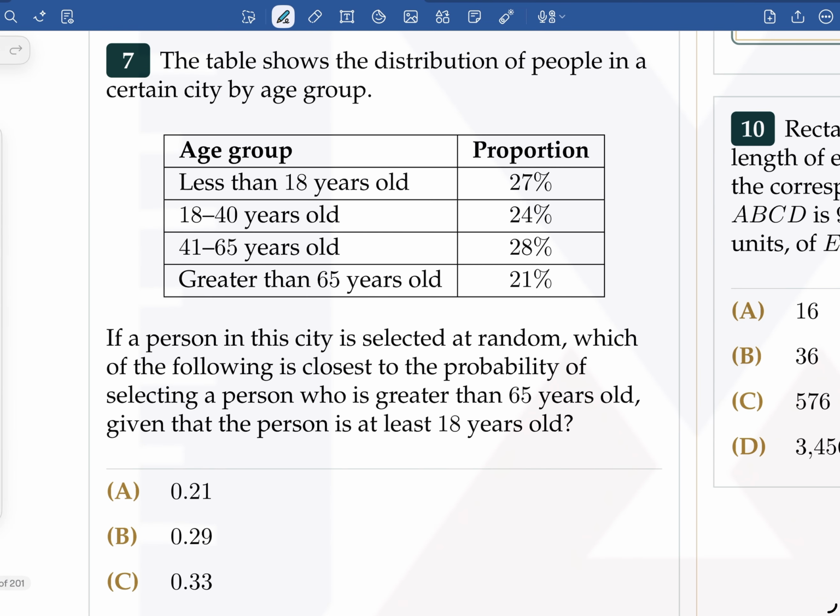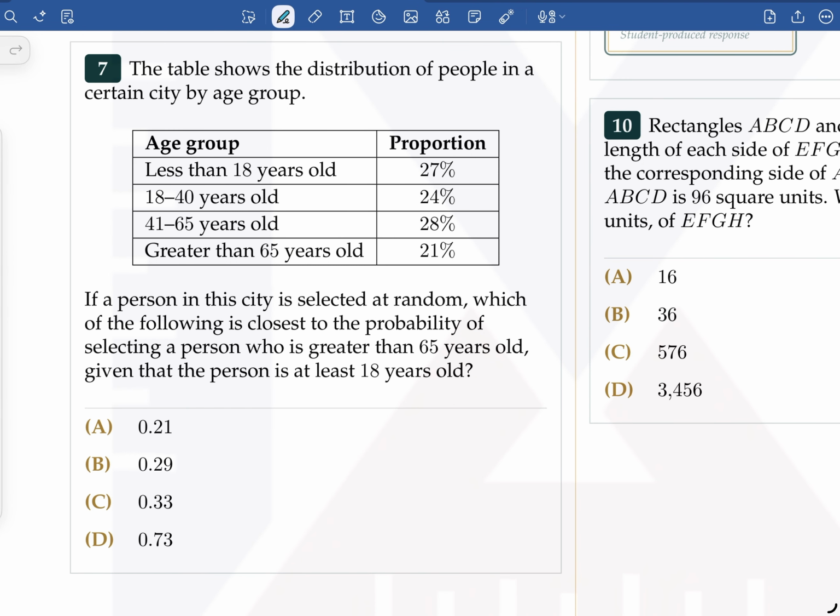Now question number 7. The table shows the distribution of people in a certain city by age group. Less than 18 years old, 27%. Between 18 and 40, 24%. Between 41 and 65, 28%. And greater than 65 years old, there are 21%.